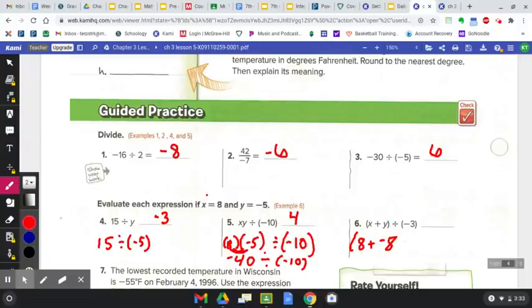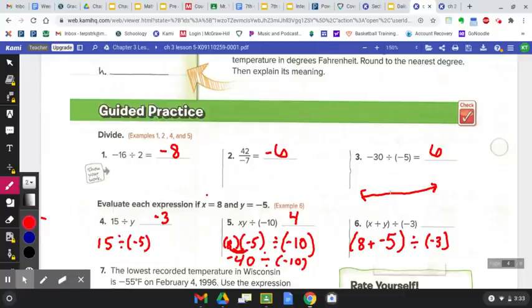So if I plug in to the parentheses, 8 plus negative 5 divided by negative 3. My order of operations tells me that I need to do parentheses first. So I'm going to do the 8 plus negative 5. And remember, when I have addition, my addition rules tell me opposite subtract.